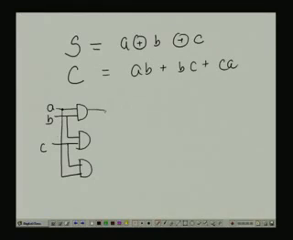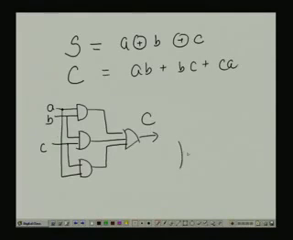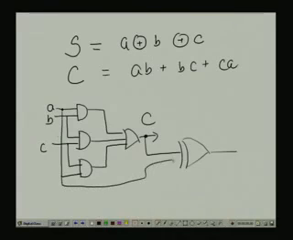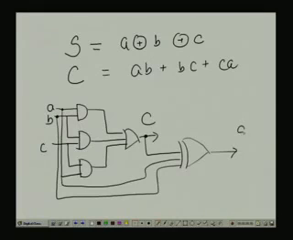So, this is OR, this is my carry C. Now, say one XOR gate I have given. This carry is one input, again A is another input, and B is another input. So, this is my S.